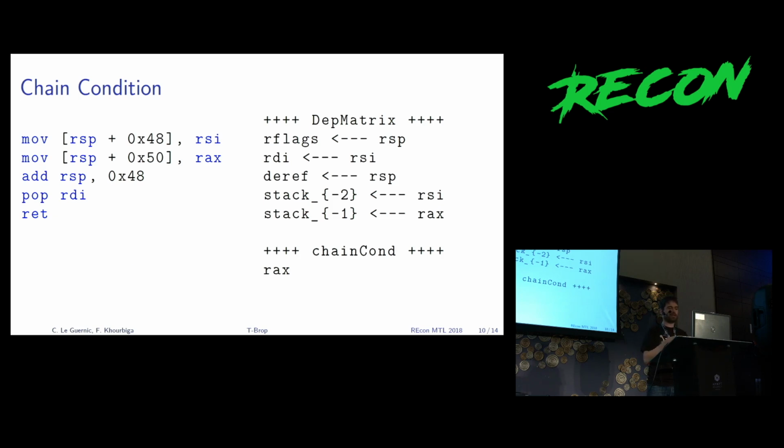its condition is that you need to control RAX to be able to chain this gadget with something else. And you can see it because you write RAX in RSP plus 0x50, and then you add 0x48, you pop, and thus on the ret, on the top of the stack, you have the value of RAX and not a value that was on the stack before. So if all you control is RAX, you can use this gadget. And you can detect these kinds of things. You don't need a symbolic approach. You can just do it with our dependency approach.